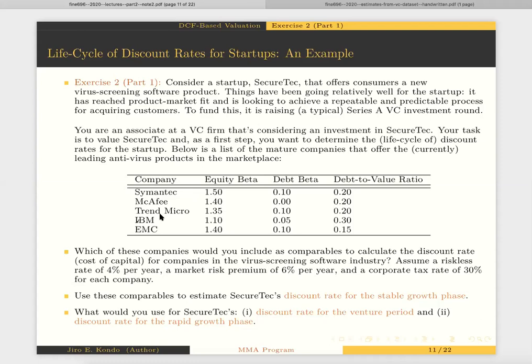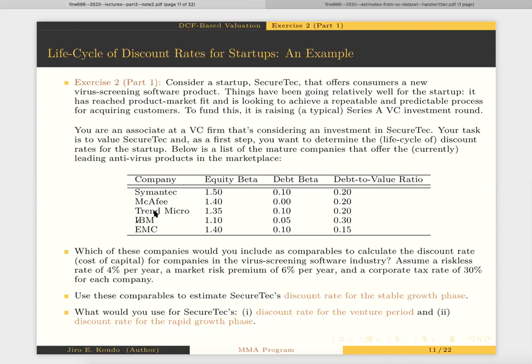So again, first lesson to get out of this is, you may want to be careful when you select your mature comparables. Don't include large conglomerates that participate in a large number of other industries that are not related to your own product. If you can, you want to focus on publicly traded pure plays in your industry or close to pure plays. So these three companies fit that bill: Symantec, McAfee, and Trend Micro.